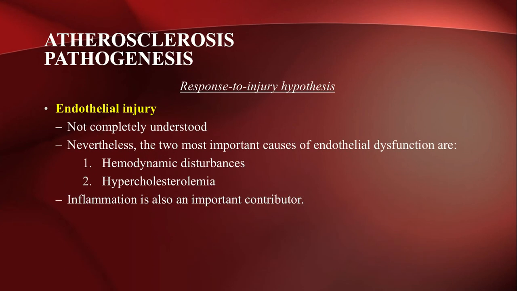The pathogenesis of atherosclerosis. During atherosclerosis, first the endothelial cells undergo damage, but the cause is not completely understood. The two most important causes of endothelial dysfunction known are, first, hemodynamic disturbances, and second, hypercholesterolemia. Inflammation is also an important contributor.